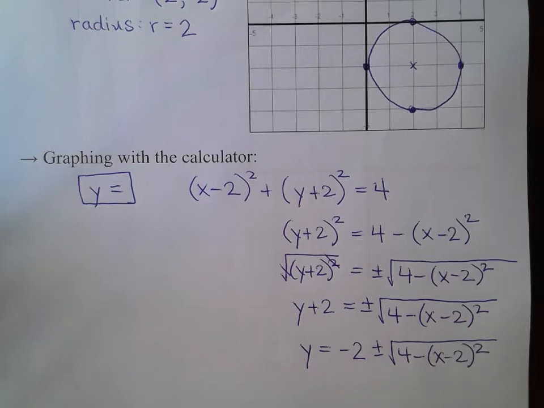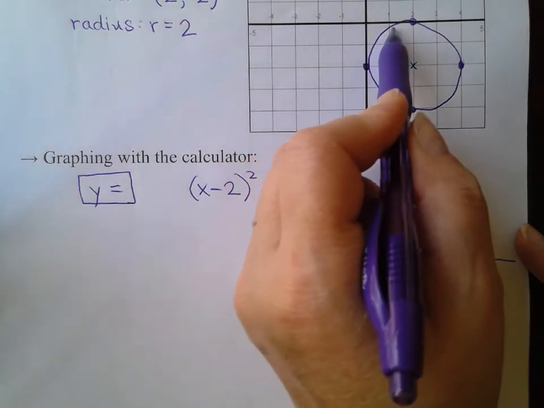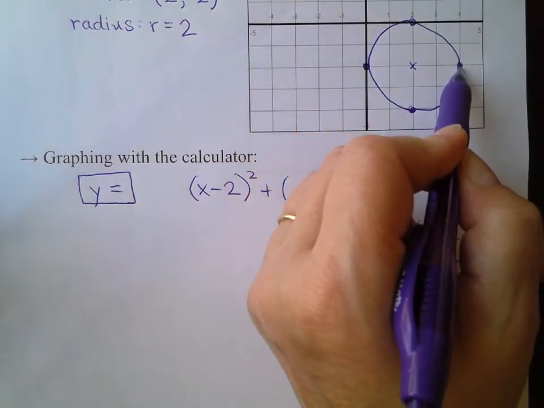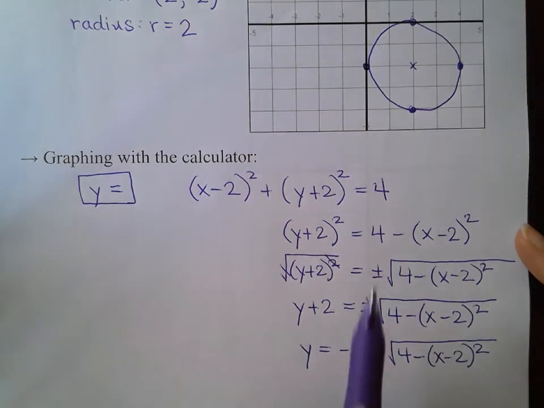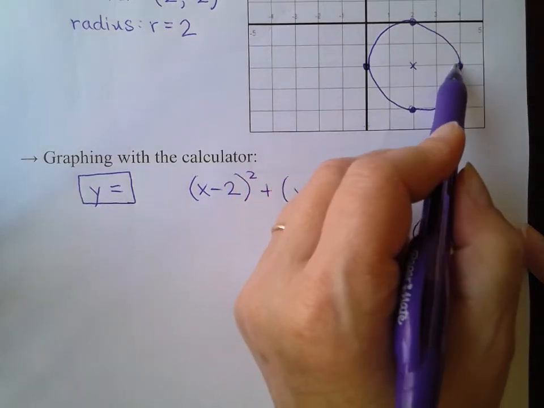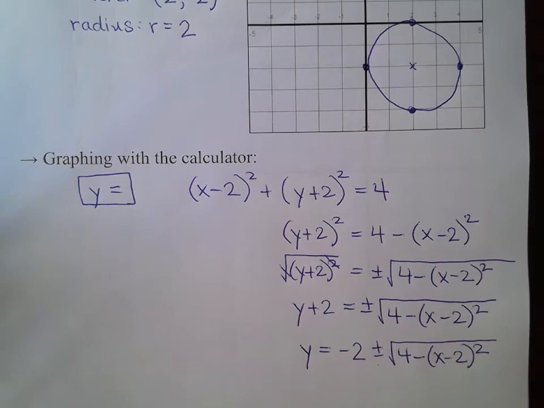Okay, so this is a formula that I could plug into my calculator. Notice the plus or minus. For each x value I put in, I'm going to get 2 y values out. So I need to graph both, the one with the plus, which is going to give me the top half of this circle arc, and the one with the minus, which is going to give me the bottom half of this circle arc. So let's try that out.